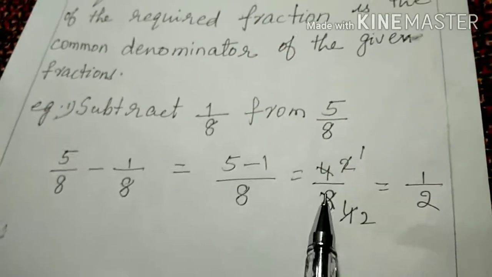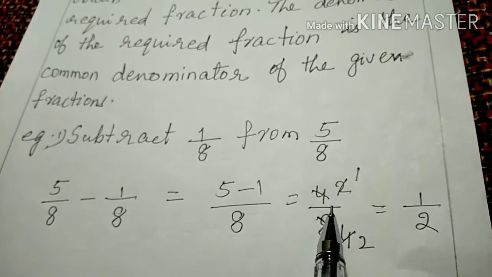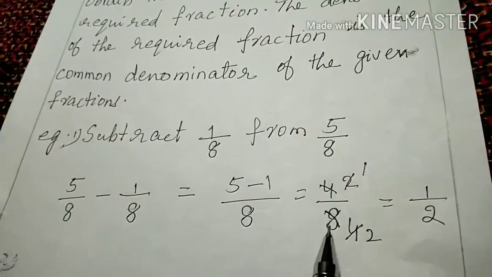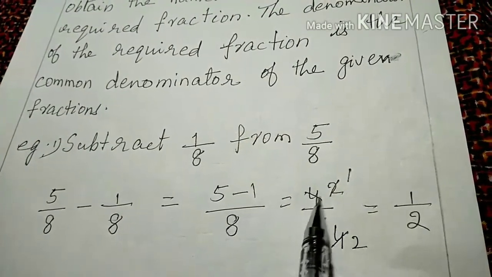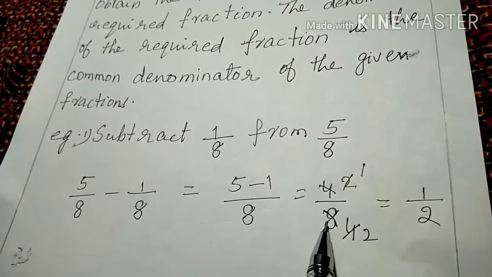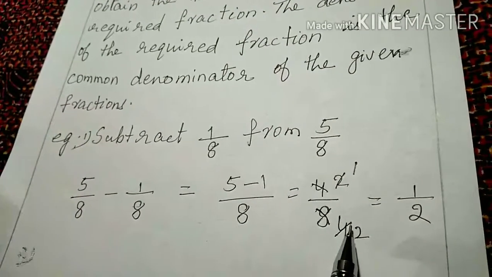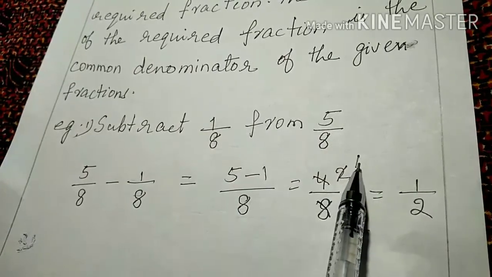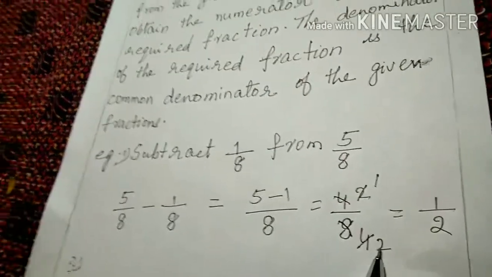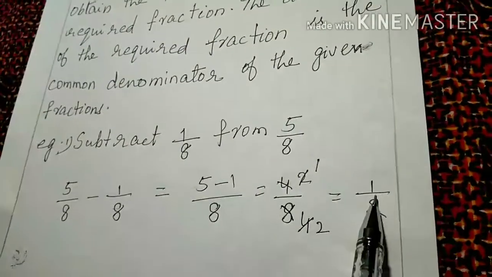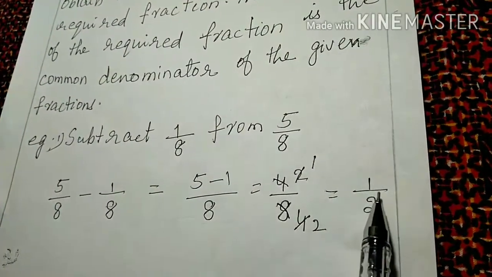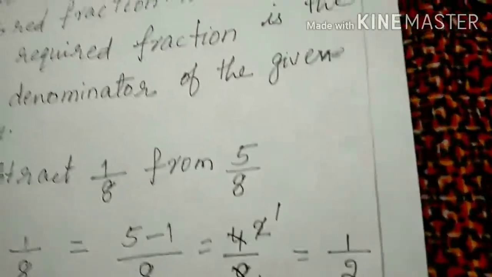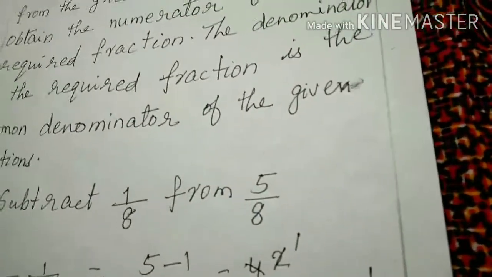See, 4 by 8 is not in the simplest form. Therefore we have to convert that into simplest form. 4 and 8 are divisible by 2. Dividing 4 by 2 we get 2, 8 by 2 we get 4. Again 2 and 4 are divisible by 2. Dividing 2 by 2 we get 1 and 4 by 2 we get 2. Therefore the answer is 1 by 2. Here 1 by 2 is in the lowest term because the HCF of 1 and 2 is 1.